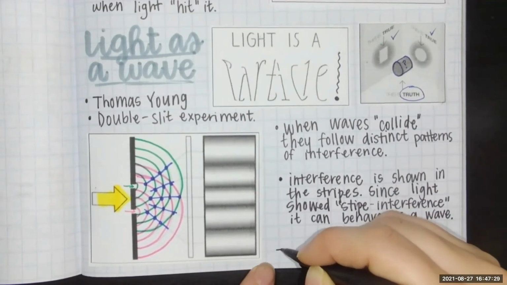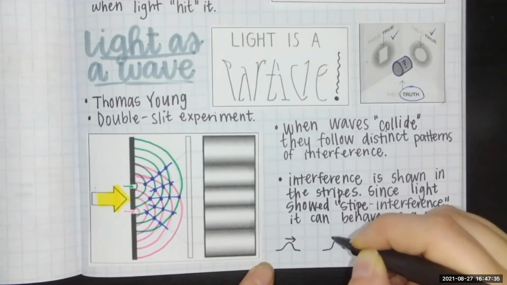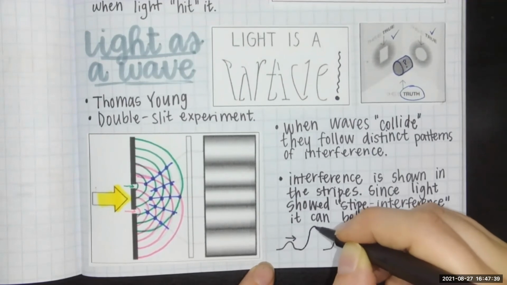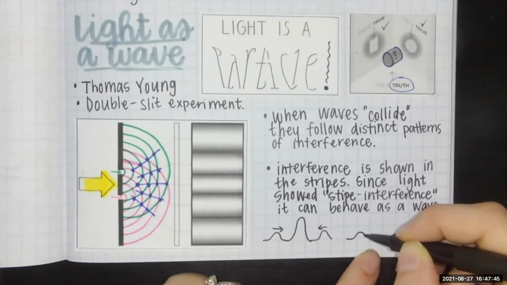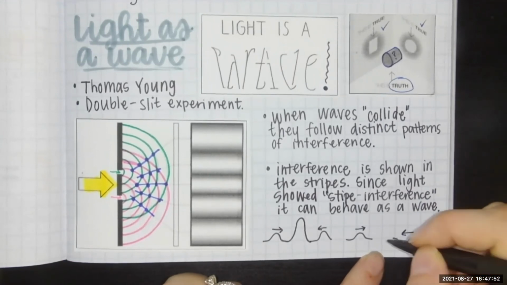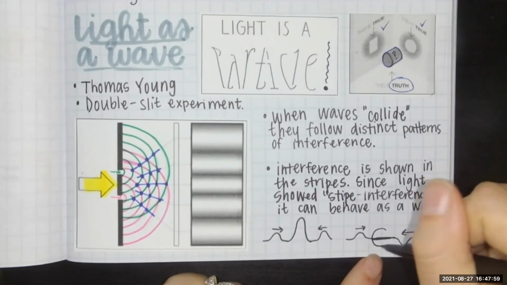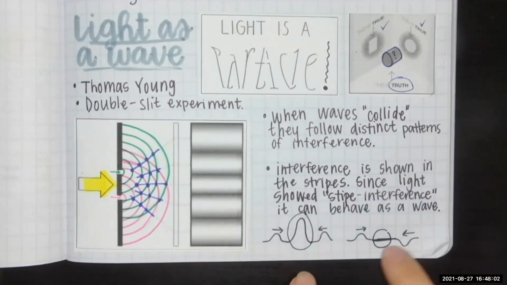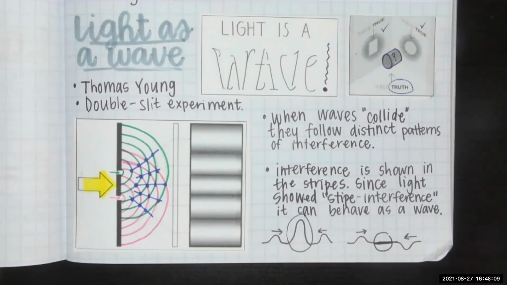Again, it's the idea that if you've got one up wave coming in hot and another up wave coming in hot, they're going to combine into a really big one. Or if you've got an up wave colliding with a down wave, when those meet in the middle, it's just going to be a big nothing. When you go between nothing and really big, nothing big, nothing big, that's your stripes. So that's the rest of the notes for light as a wave.